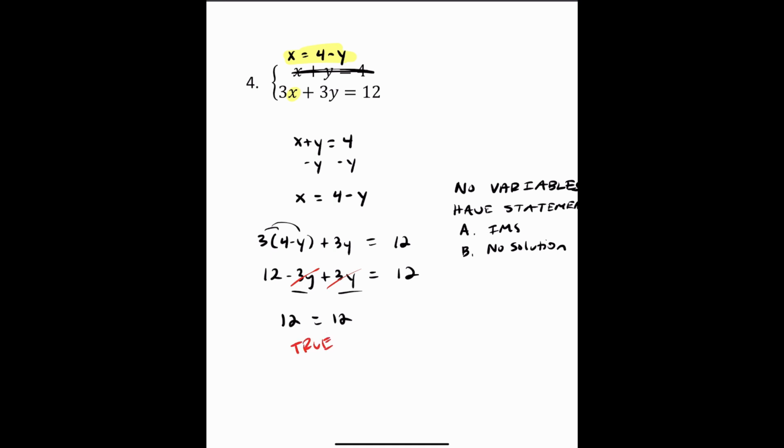Since the statement is true, then we say that this has infinitely many solutions, aka IMS. Now again, if the left-hand side is not equal to the right-hand side, then we say it's no solution. So if this said 6 equals 12, well, we know that 6 is not equal to 12, or 6 is not the same thing as 12. So we say that that is no solution.